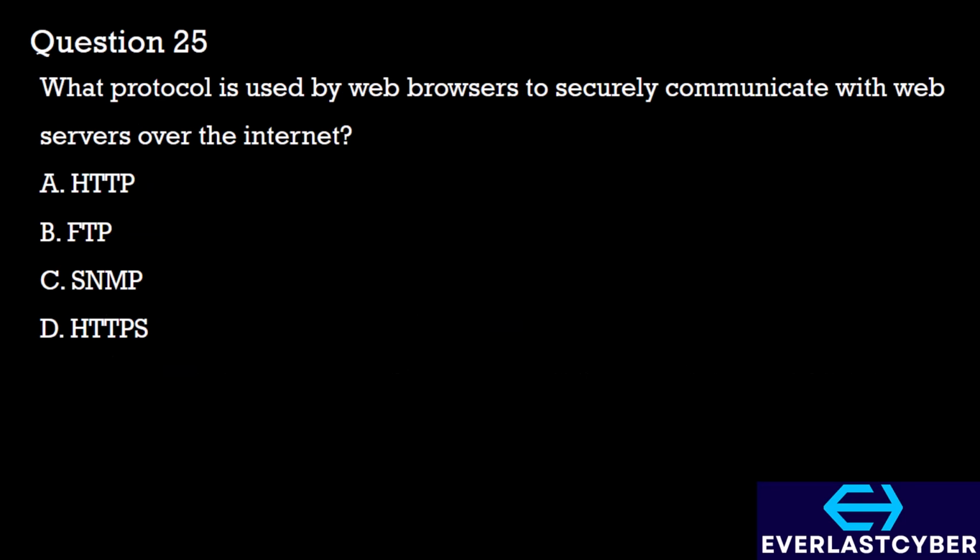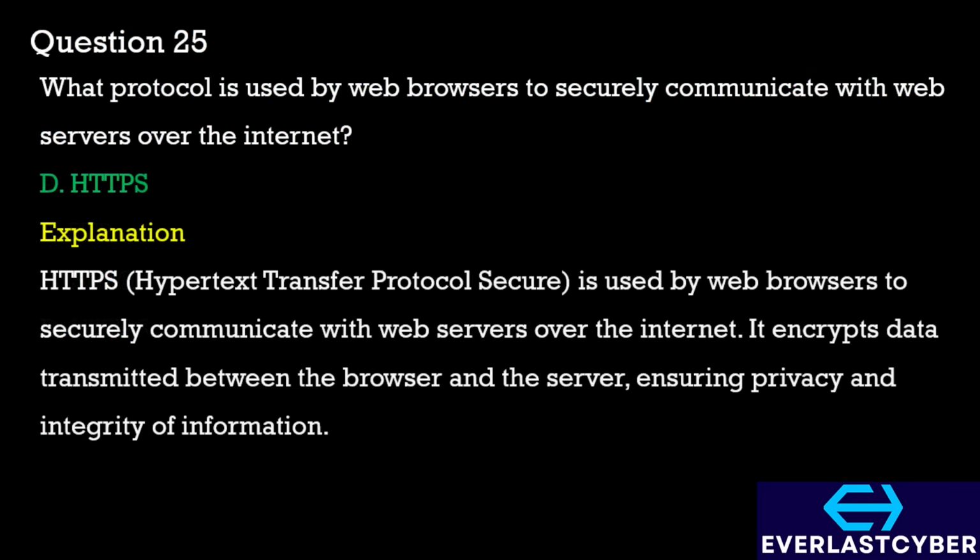Question 25. What protocol is used by web browsers to securely communicate with web servers over the internet? A. HTTP. B. FTP. C. SNMP. D. HTTPS. The protocol that allows secure communication with web servers over the internet is option D, the Hypertext Transfer Protocol Secure. This is used by web browsers to securely communicate with web servers over the internet because it encrypts the data that is transmitted between the browser and the server, and by doing this it ensures privacy and integrity of information.